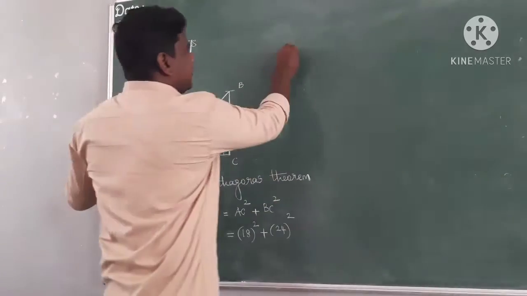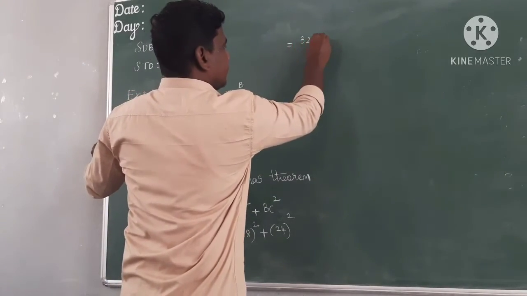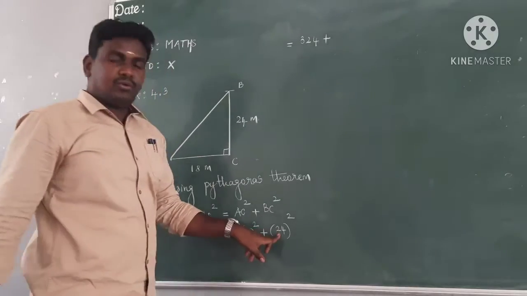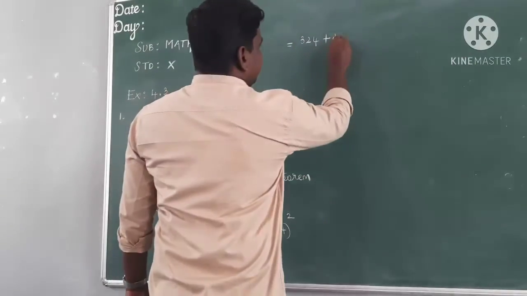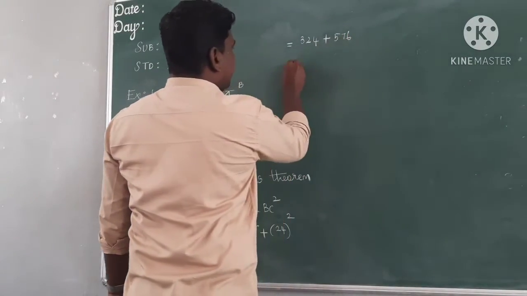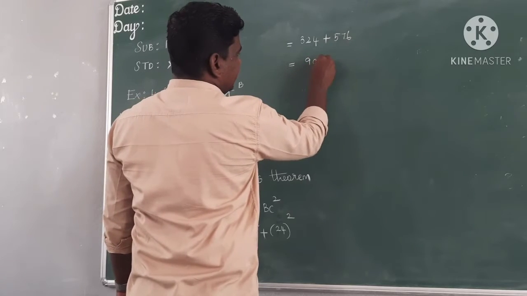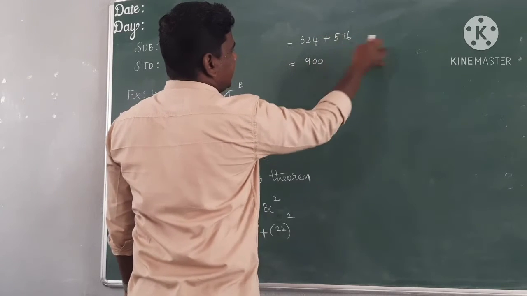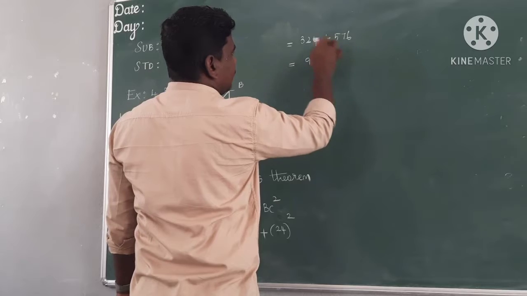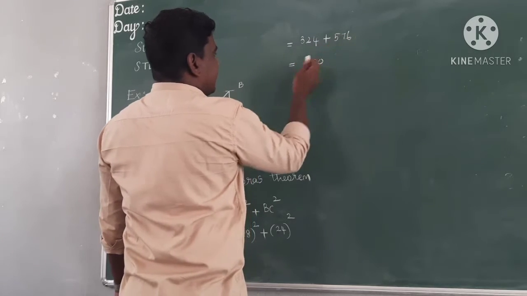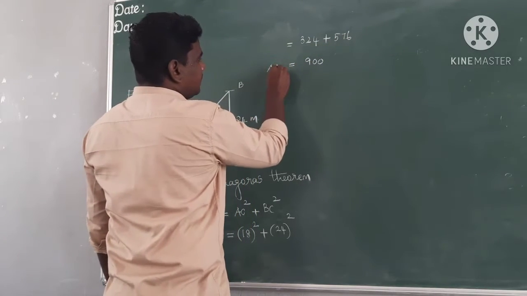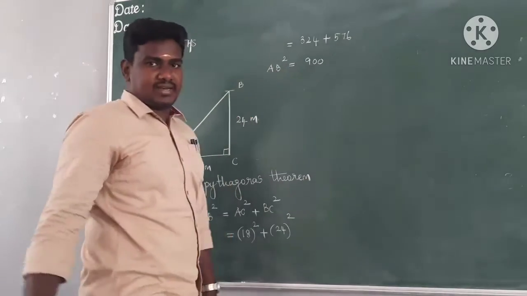18 square value is 324 plus 24 square is 576. If you add them, you can get 900. 6 plus 4, 10, remaining 1. Again 10, remaining 1. 5 plus 3, 8, 9. So AB square is equal to 900.